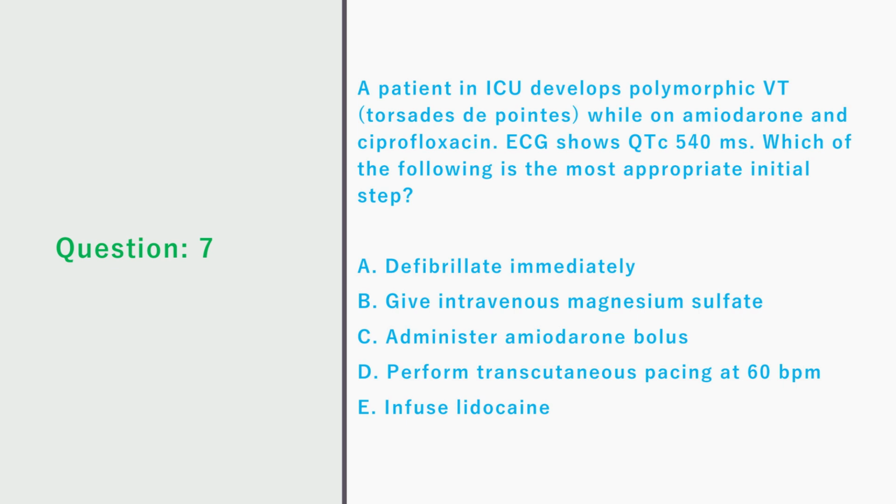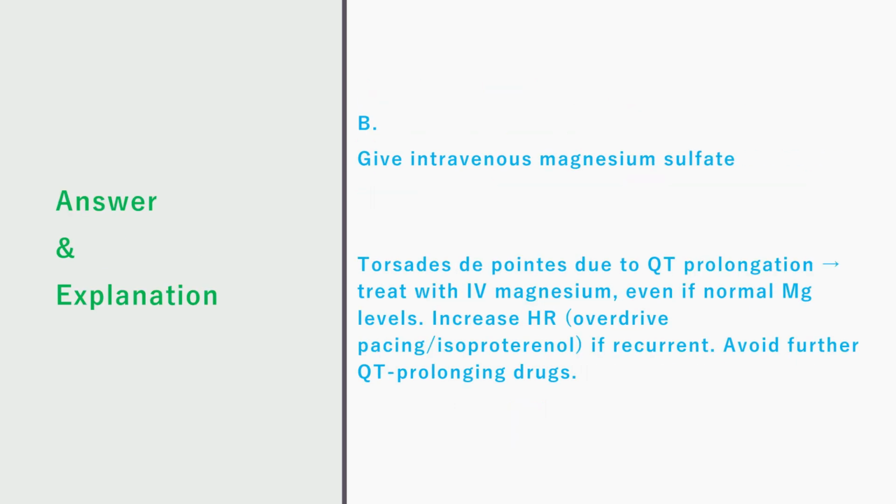A. Defibrillate immediately. B. Give intravenous magnesium sulfate. C. Administer amiodarone bolus. D. Perform transcutaneous pacing at 60 bpm. E. Infuse lidocaine. Correct answer is B.